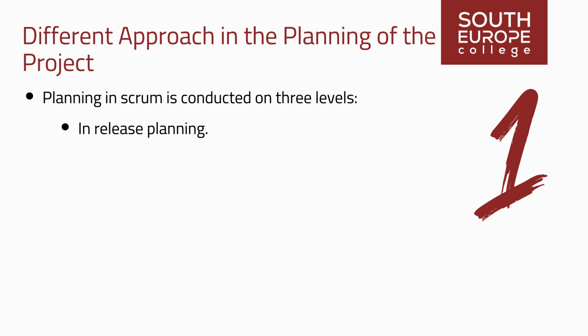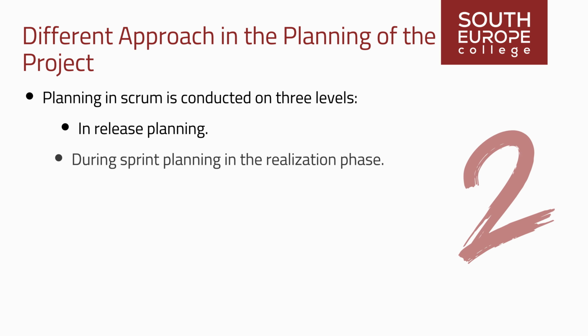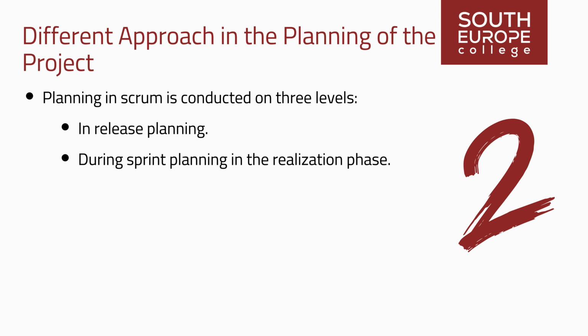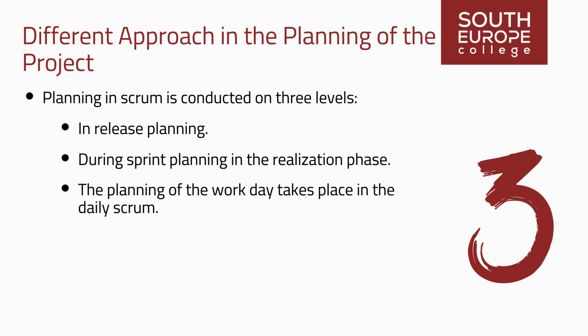In release planning during the concept phase, the following points are determined: planning the number of sprints, determining the provisional order of implementation of the requirements from the product backlog, and determining the go-live dates of releases. The release plan is dynamic and is constantly adapted to the latest circumstances. During sprint planning in the realization phase, the activities of a sprint are planned. The result is recorded in the sprint backlog. The planning of the workday takes place in the daily Scrum.